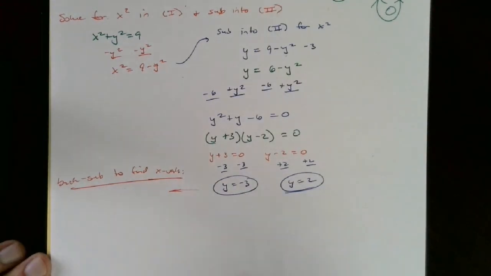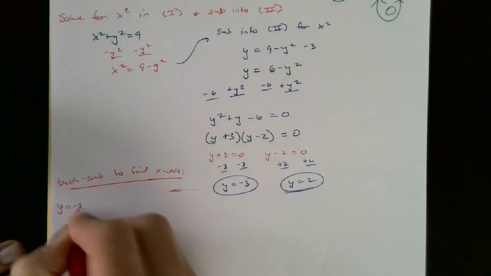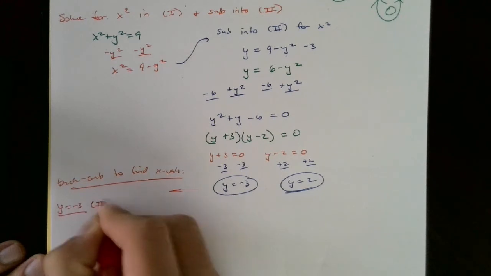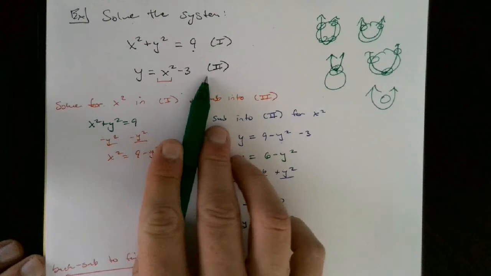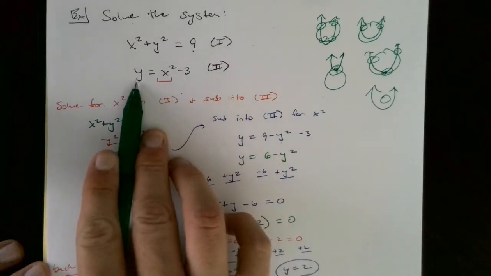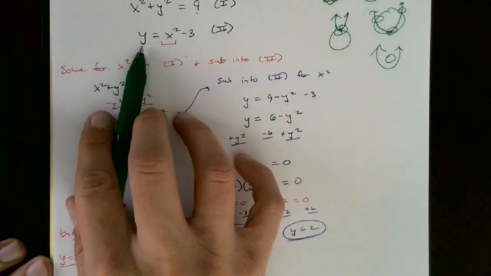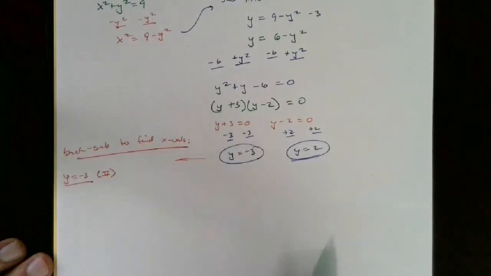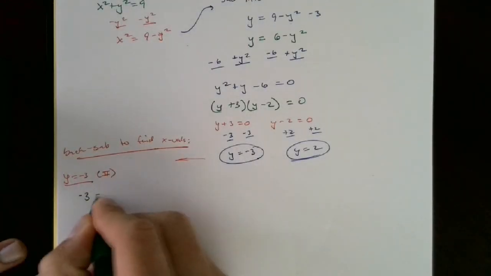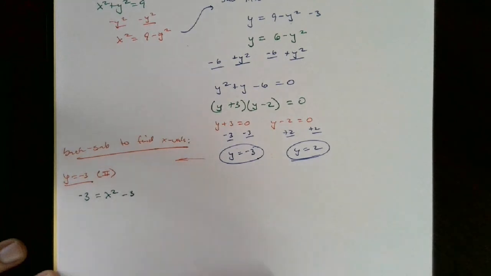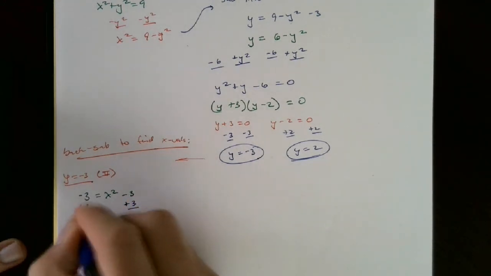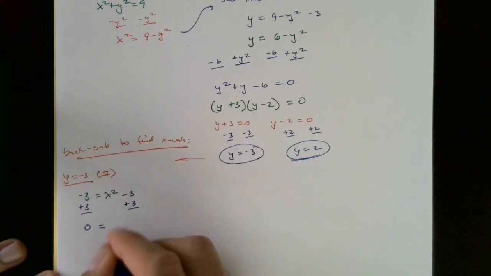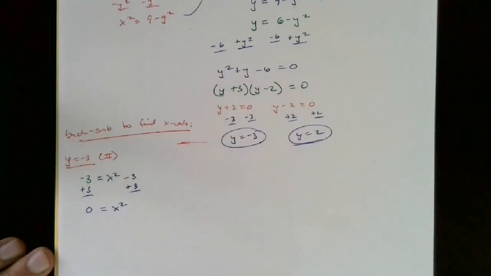So if I do that, substituting into equation 2, I'm going to sub y equals negative 3 in first. So y equals negative 3 into equation 2. Here's equation 2. I'm going to substitute negative 3 in for y. Remember, make sure you're substituting for y, not for x, right? So sub it in for y. So it would be negative 3 is equal to x squared minus 3. We're going to add 3 to both sides here. So I got 0 is equal to x squared.